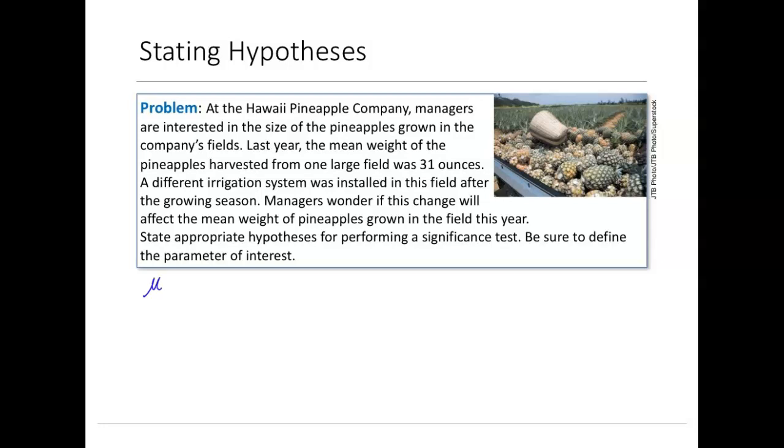And in this case, it would be mu, which is the true mean weight of pineapples grown at Hawaii Pineapple Co. Is the abbreviation for Hawaii HI? Is that right? Okay.